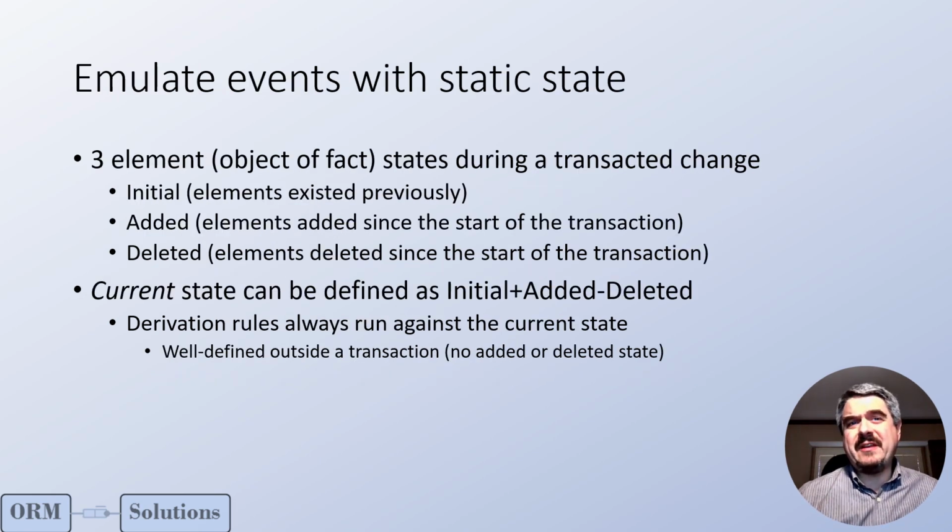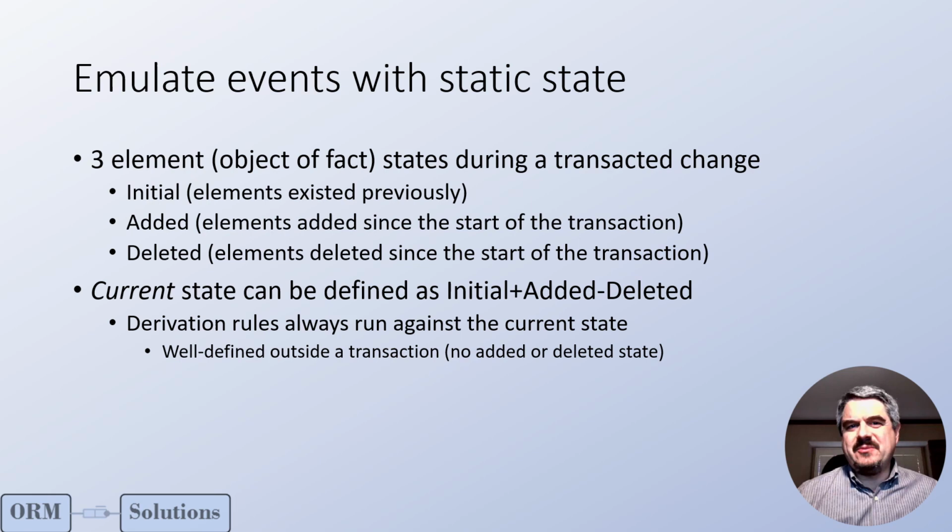So when processing a set of changes to a model, which we'll call a transaction, you actually have three different states for elements in that transaction. You have an initial state, which is everything that exists before the transaction even began. You have an added state, so anything added since the transaction began. Then you have a deleted state, so anything removed.